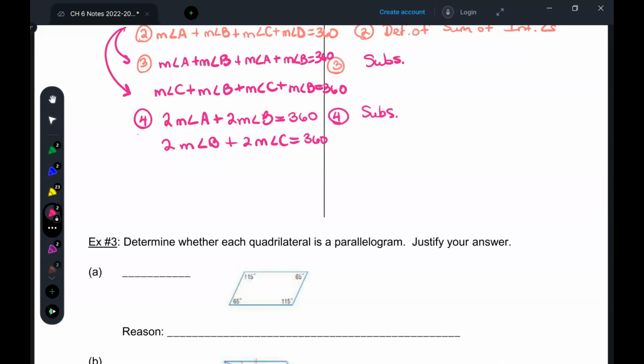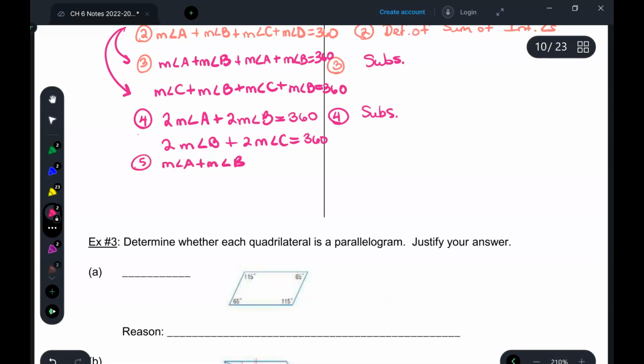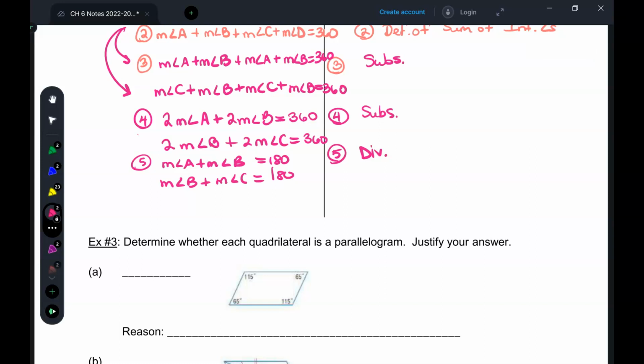What can I do next? Divide everything by 2. So I have the measure of angle A plus the measure of angle B equals 180. And I have the measure of angle B plus the measure of angle C equals 180. We have two more steps, and that's it.